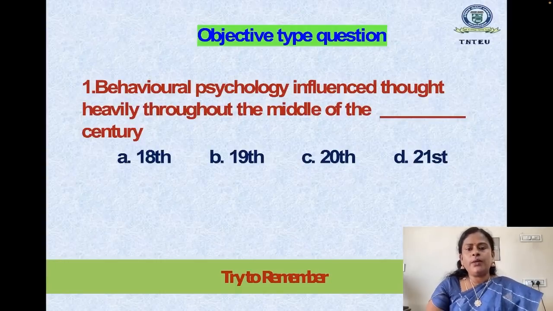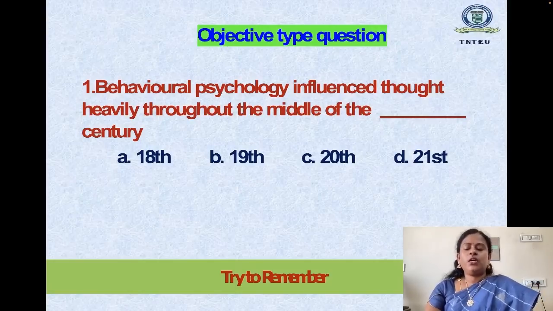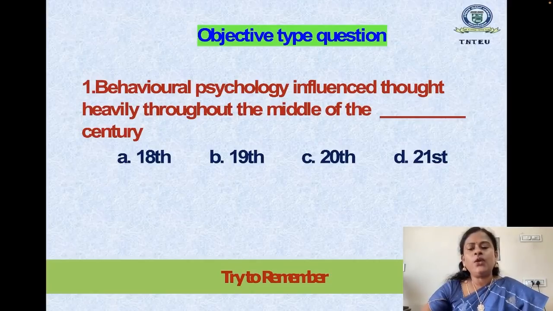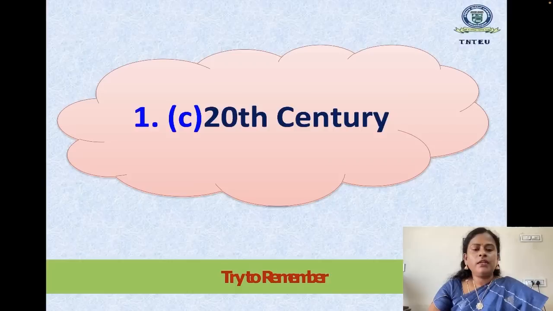Finally, objective type questions. Question number 1. Behavioral psychology influenced thought heavily throughout the middle of the century. Options: Option A 18th, Option B 19th, Option C 20th, Option D 21st. Try to remember. The answer is Option C 20th century.